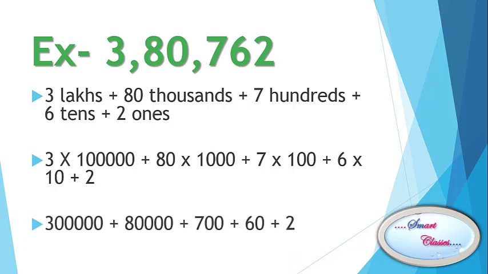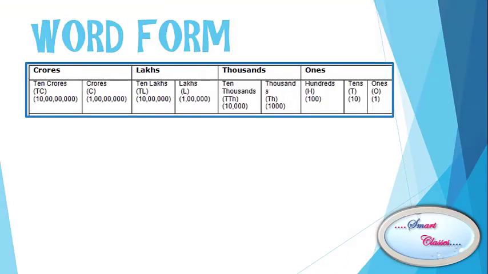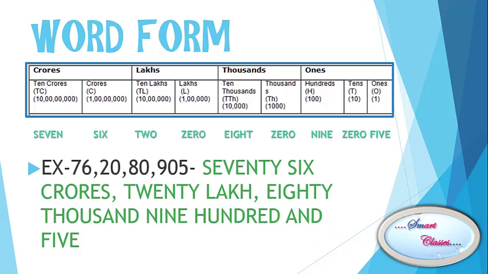Now moving towards the last form, which is word form. Again, the place value charts which are going to help us. So here is our place value chart and it's a random number. The method to write these numbers is same as we have studied earlier, just the difference is that earlier we were writing the numbers in digits and now we will write the numbers in words. So this number is equal to 76 crores 20 lakhs 80,905.